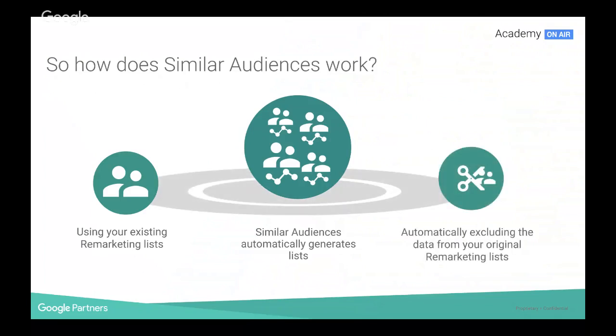What's really important is that similar audiences are really fresh because, like any audience solution with Google, they are updated real time just to make sure that you're targeting the right people when it's most useful to them. But also, similar audiences automatically exclude data from your original remarketing lists. So you make sure that there is no overlap among your remarketing list and your similar audiences list.